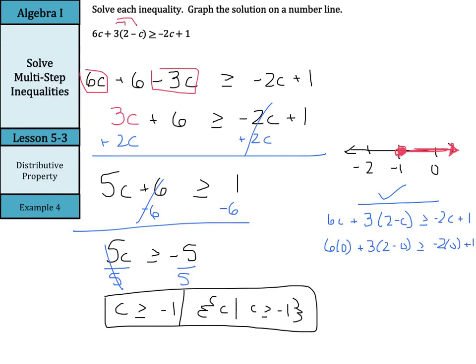Now as you sort through this, 6 times 0 is just 0, plus the 3 times 2 minus 0, well that's just 3 times 2, needs to be greater than or equal to the negative 2 times 0, which is 0, and then you have 1. It takes a very complicated check if you were to put in something other than 0, and makes it pretty simple, because now we have 6 is greater than or equal to 1, and that is true, so our solution works.